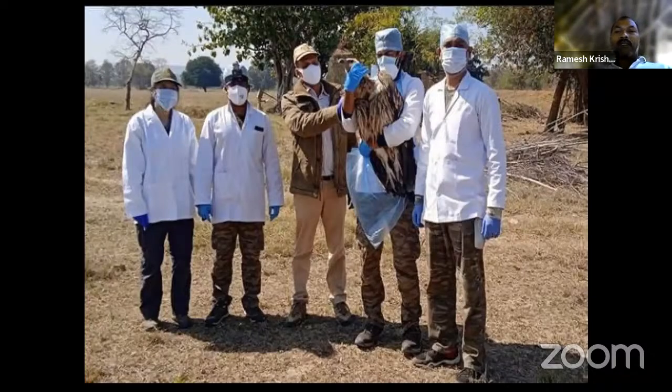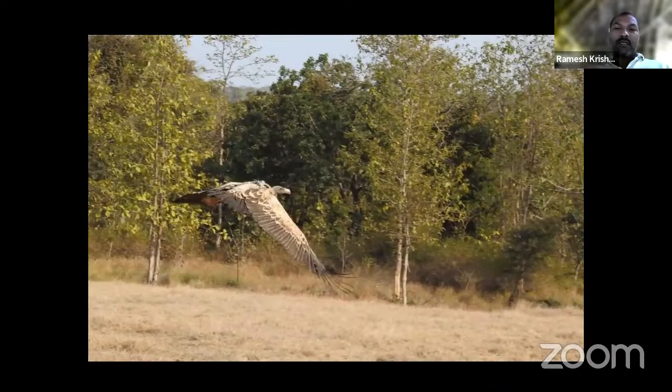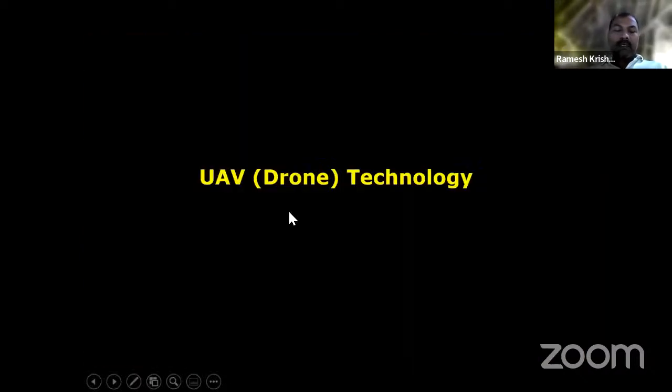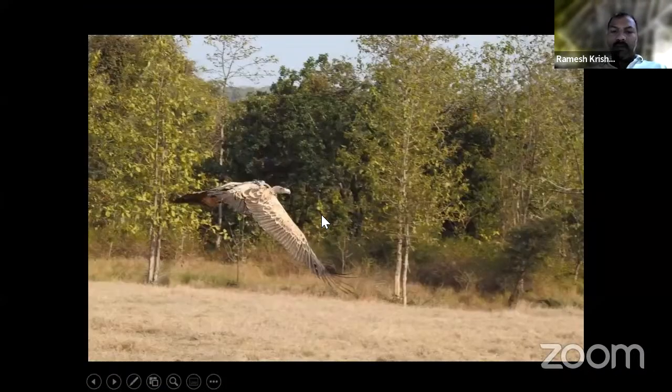So this is the size of the vulture, so you can see how big or how small it is. You can see our team as well as the field director, Panna. So the released bird is actually going very interestingly. I think I probably had this release picture marked there.